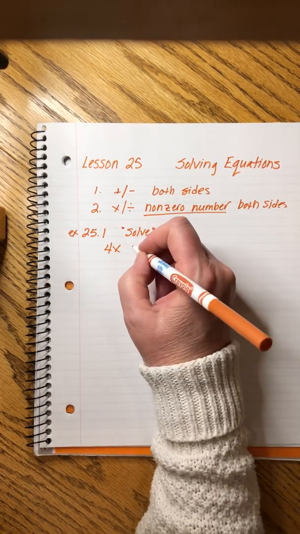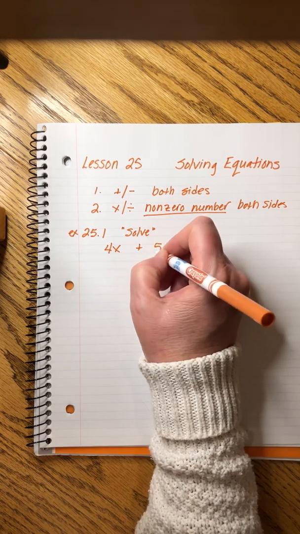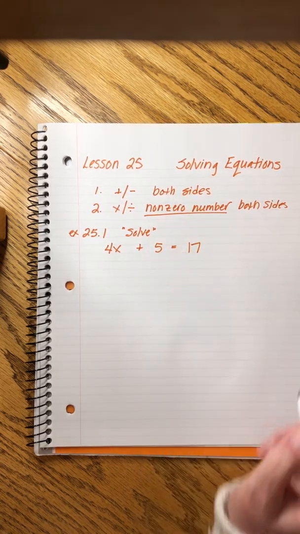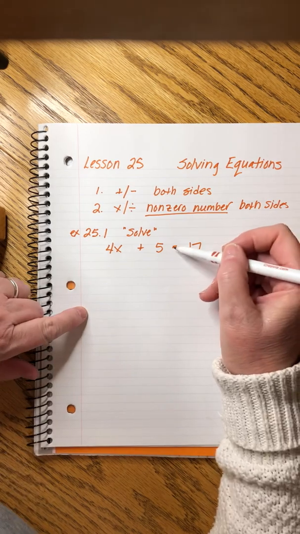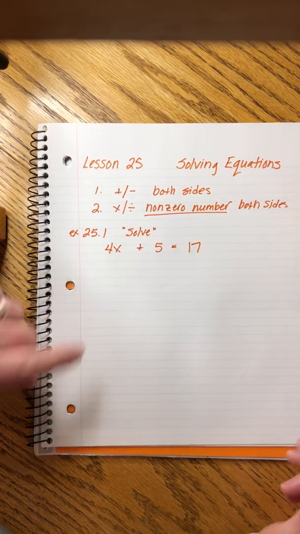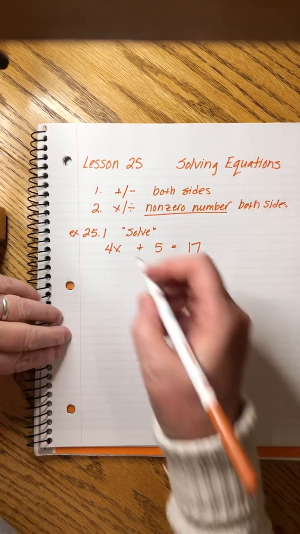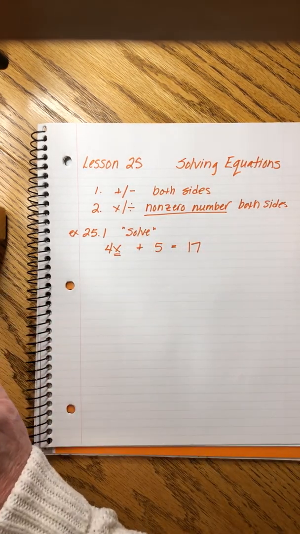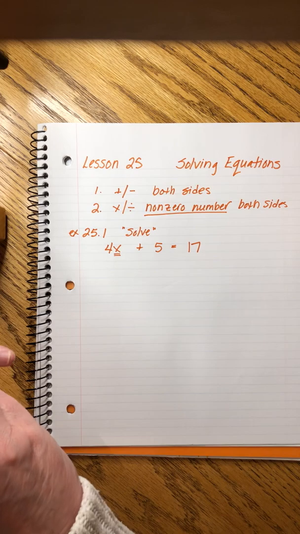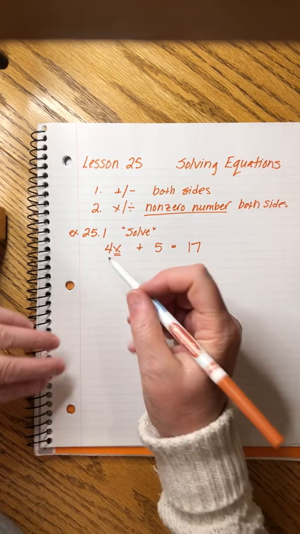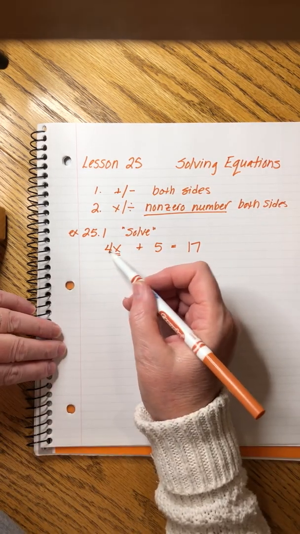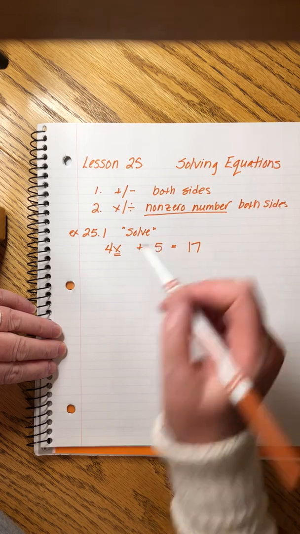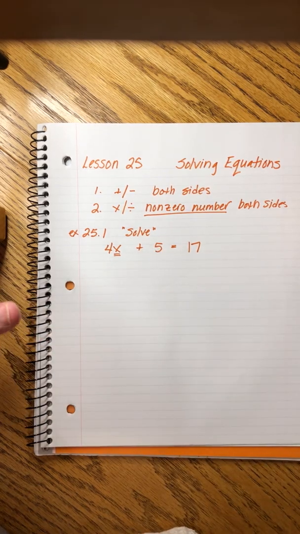4x plus 5 equals 17. Okay, we see our equation. We know that we're solving. The next thing we do is look for our variable, x a lot of times. It can be anything though, it doesn't have to be x. And we look to see what's happening to it. Well, it's being multiplied by 4, and it's also being added to 5. So we have to undo two things, don't we? So how do you remember which one to do first?